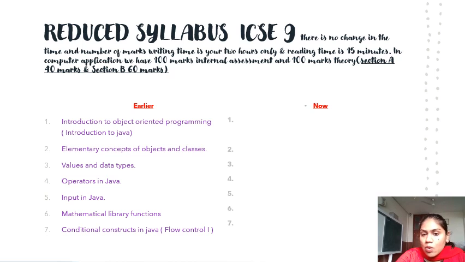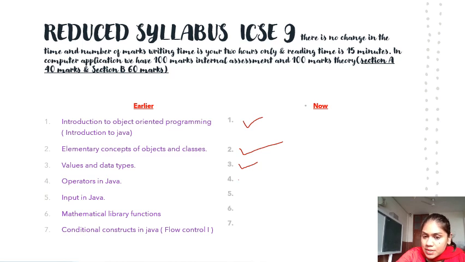Now what we have in the 2020-21 syllabus: same first chapter, introduction to object oriented programming, which includes introduction to Java, means both chapter 1 and chapter 2 of your book are in your syllabus. You have to do it. Now the second chapter is elementary concepts of objects and classes. Again students, this is also in the syllabus of 2020-21. Next is values and data types. This is also included in the 2020-21 syllabus.